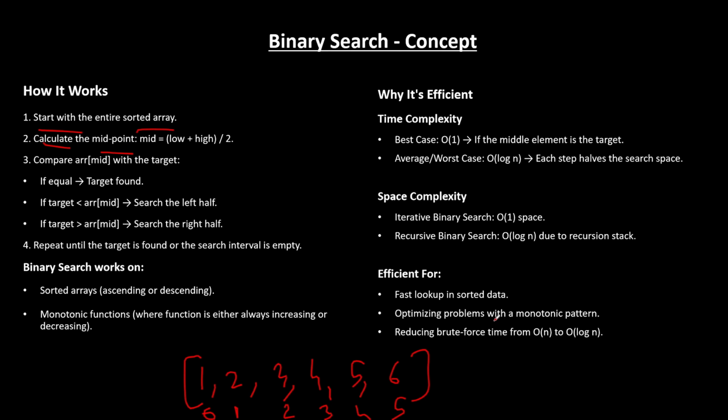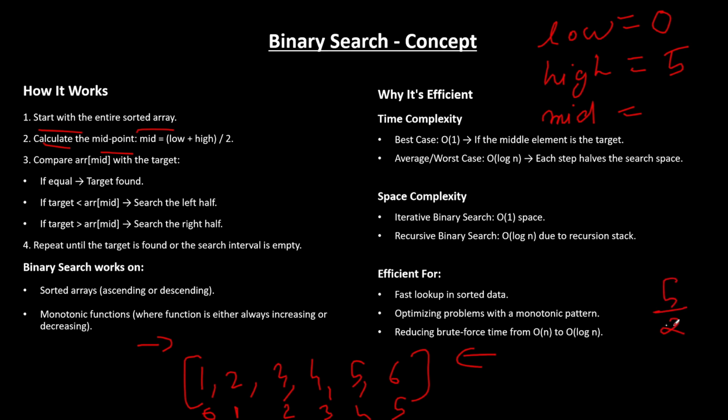So what is the low value here? We have two variables in binary search, one is low and one is high, and another is mid. Now low takes the index value from the starting, and high takes the index value from the backside, and mid is the calculated mid index for the particular range. So low is basically 0 and high right now is 5, right? And if we calculate this, 5 divided by 2, you get 2. So this is the mid value right now.